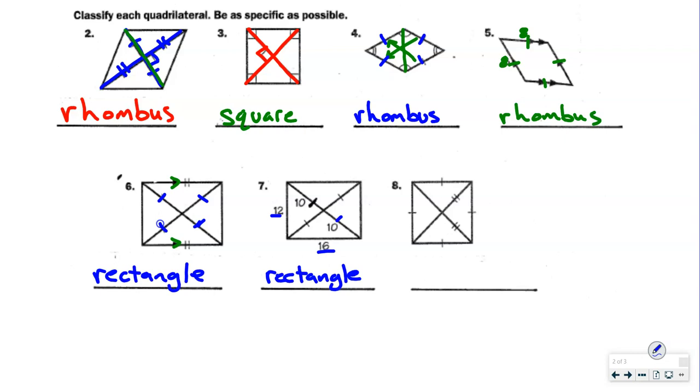Then number 8, we can see all 4 sides are congruent. So it's either a rhombus or a square. And then if we look at our diagonals, we know that our diagonals are going to bisect each other. So that also has to be congruent. That also has to be congruent. So our diagonals are congruent. So diagonals are congruent, and we have 4 congruent sides. That pulls from both rectangle and rhombus, so it has to be a square. Got the 4 congruent sides and our diagonals congruent.